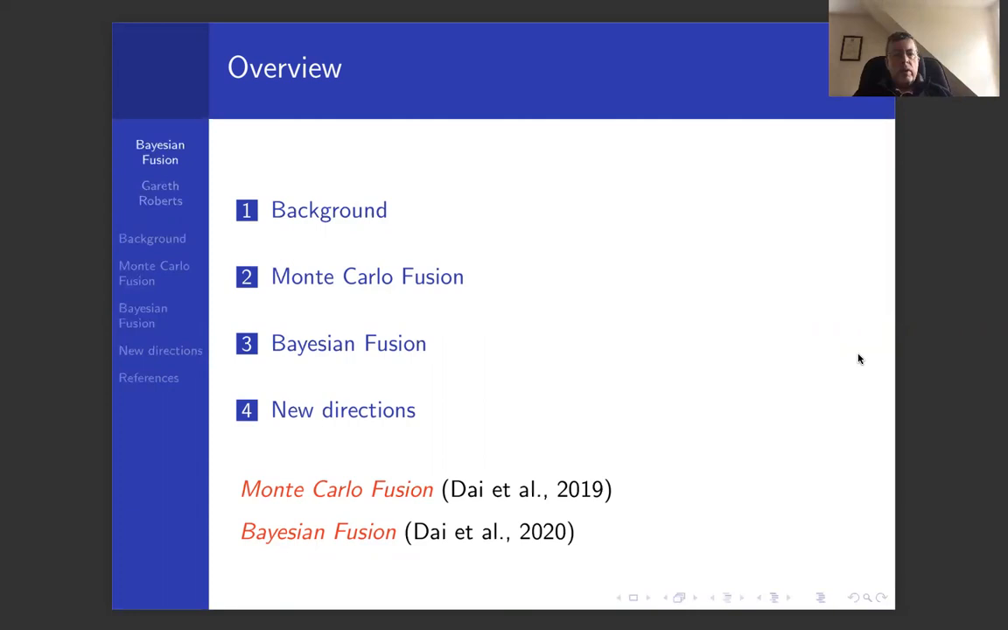Some of this work has already appeared, a paper in 2019 in JAP, Monte Carlo Fusion, and a preprint on the more recent Bayesian fusion work is currently available, also referenced at the back. It's a rather preliminary version, and more updated versions will be available very soon.